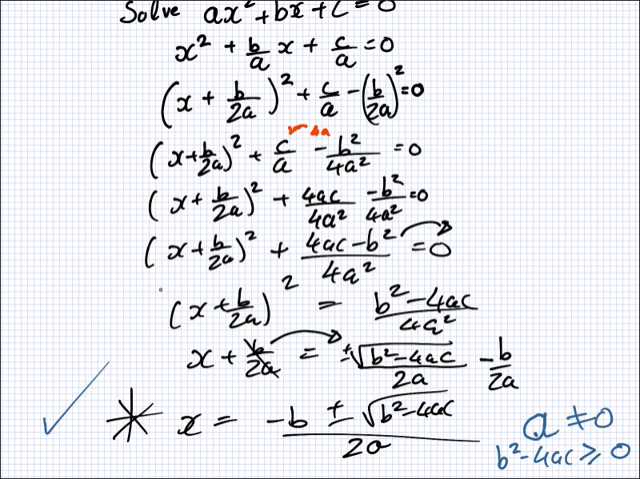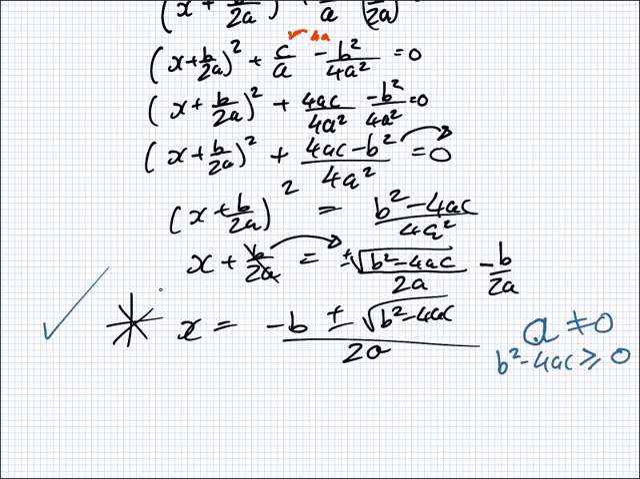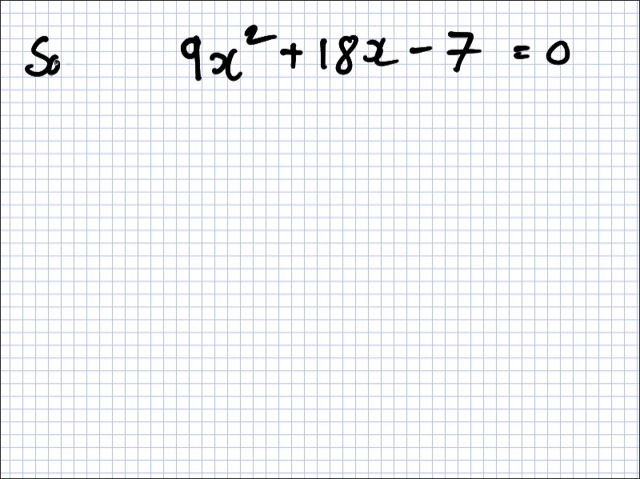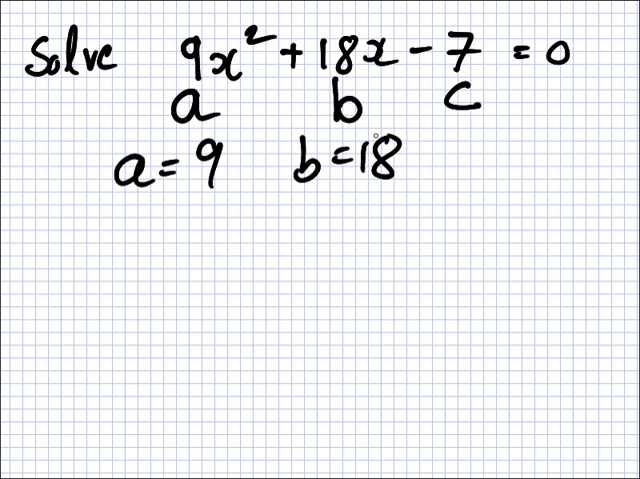Yeah. Okay. Let's have a look at some examples of using this formula. So, let's say use the quadratic formula to solve 9x squared plus 18x minus 7 equals 0. We want to solve this. This is the a, this is the b, and this is the c. So to be clear, a is 9, b is 18, and c is minus 7.